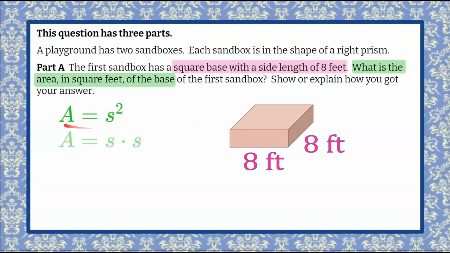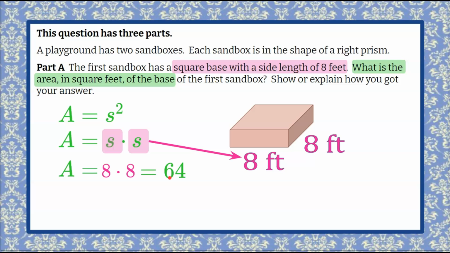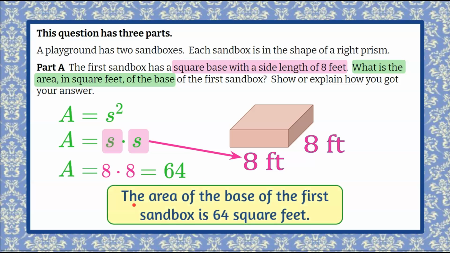So now, if we understand our formula for area of a square, area is equal to S squared, which is S times S, and we've already identified that each side of our sandbox is 8 feet in length. So we're going to replace S with the value 8. So A is equal to 8 times 8. 8 times 8 is 64, and now we need to answer in square feet. Feet times feet, 64 square feet. So we can conclude the area of the base of the first sandbox is 64 square feet.